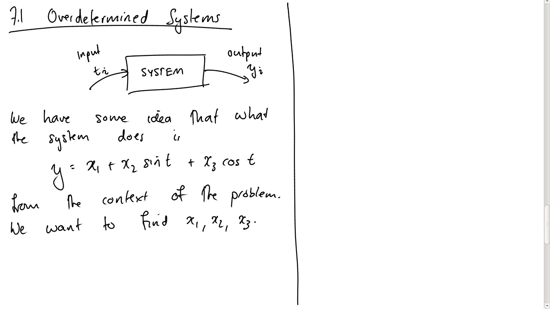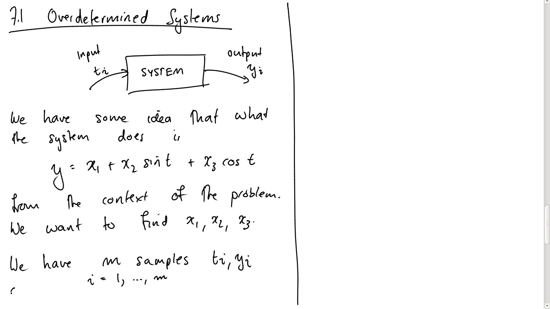x3. Okay, and we'll just say we have m samples. Okay, so I've stuck in m different t values, i equals 1 to m. So what we want to do is use our samples to work out what x1, x2 and x3 are. We should just say one more thing.